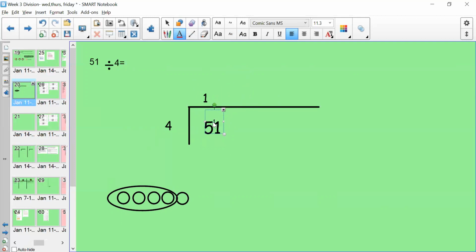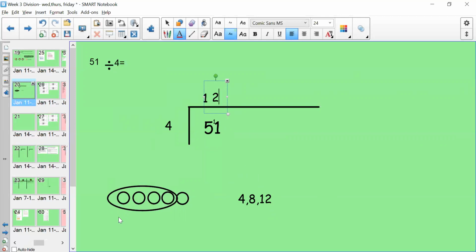Okay, so now we've got a new number. Now we've got the number 11. So 4 going into 11, or 11 divided by 4. So again, we can either draw our 11 dots, or we could count in multiples of 4 as well. So 4, 8, 12. You can already see that 4 is not going to go into 11 equally because we've passed 11 with the number 12. So it goes in 2 times, so 4, 8. So that goes in twice. Okay, so we put that up there, but there's going to be a remainder.